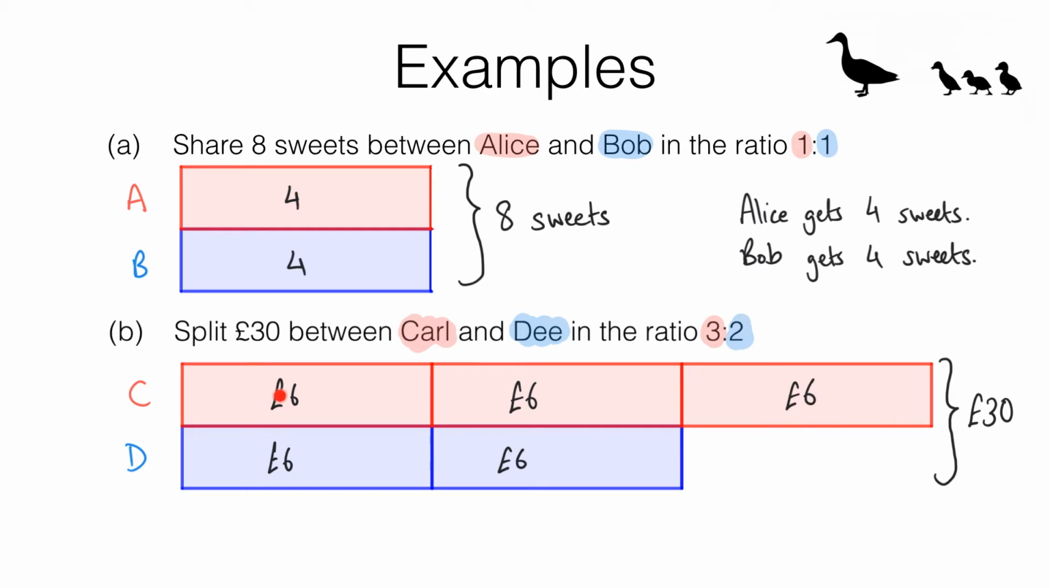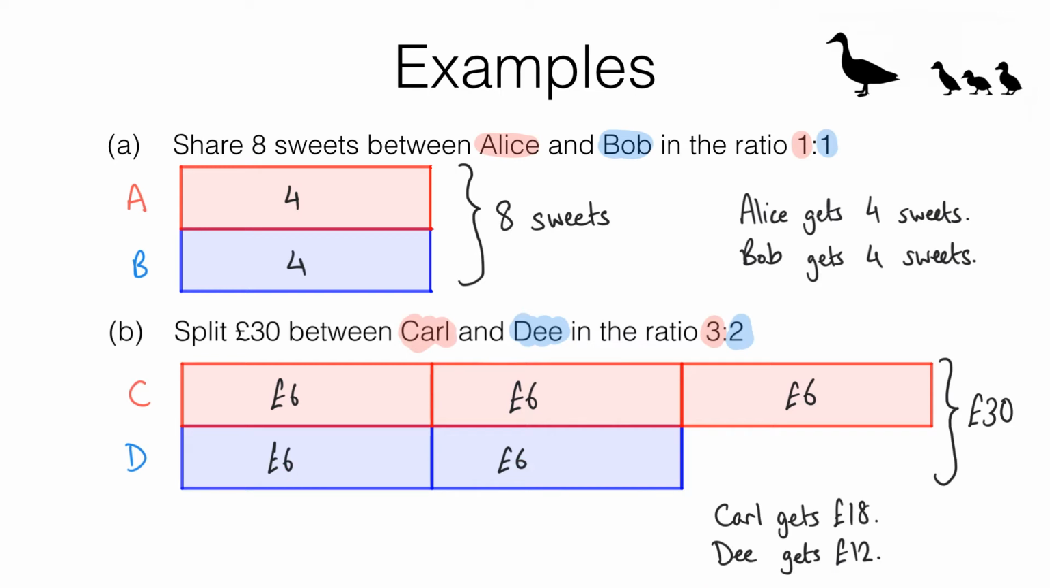Let's just check those add up to £30. Yep, it's 5 lots of 6, of course, it's £30. Now, this tells us exactly how much Carl gets and how much Dee gets. Carl is going to get 3 lots of £6, and Dee is going to get 2 lots of £6. Pause the video and work out how much that is. You should have got that Carl will get £18 and Dee will get £12.